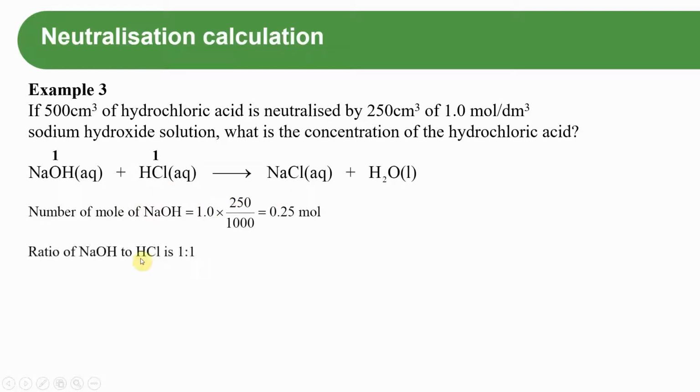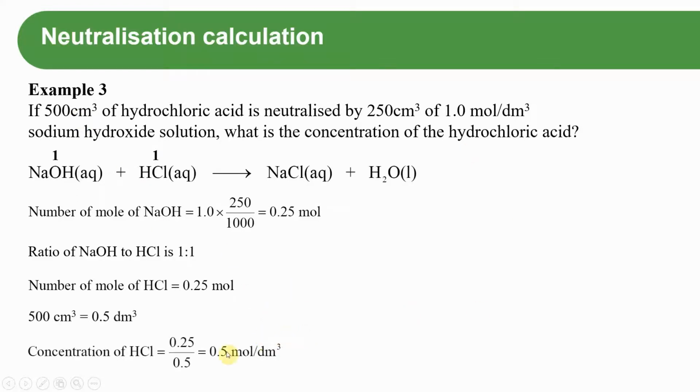So the number of mole of HCl should be 0.25 mole, and now we have the volume, so we can find the concentration. Change this volume to dm cube, and we just divide by volume. We'll get the concentration, which is 0.5 mole per dm cube. So this is an example of one information is missing, that we can find it by comparing the mole.